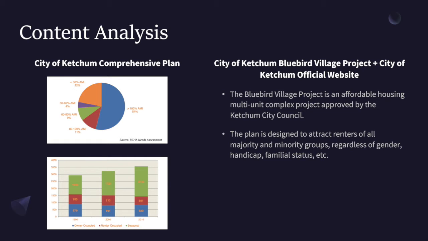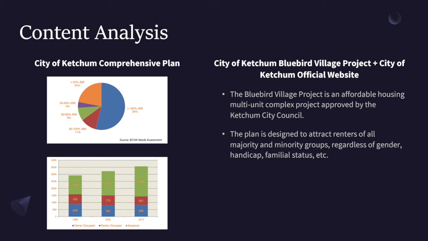As you can see from the image below, the trend of seasonal and short-term rental housing has increased since 1990, and the renter occupied housing stock from 1990 to 2010 has slightly decreased, and the owner occupied stock has been pretty stable.